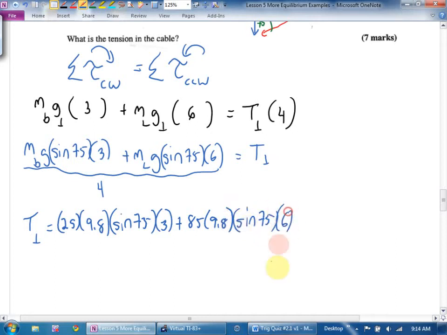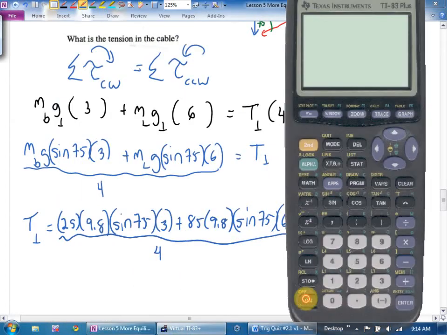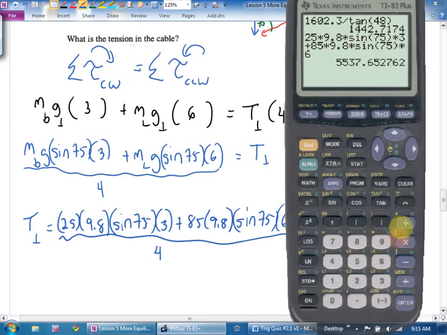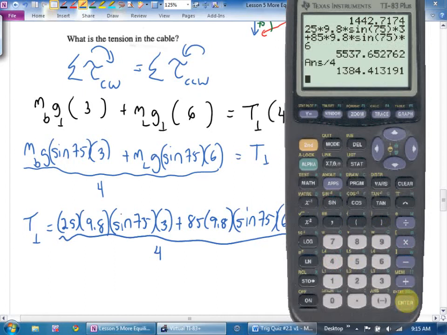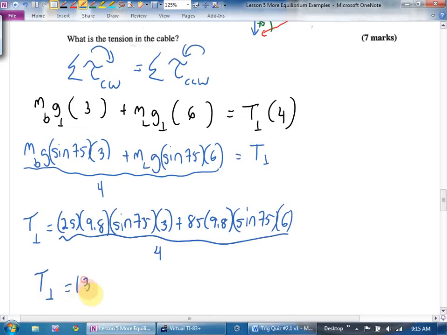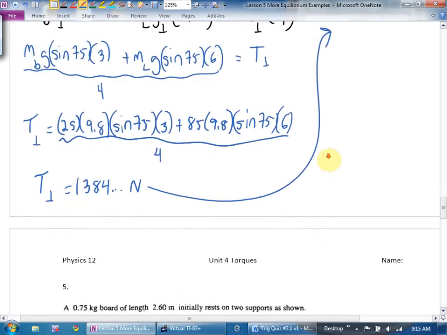All divided by 4. Once again, I'll type in the entire top line probably and just press enter and then divide by 4. 25 times 9.8 times sine 75, close bracket, times 3 plus 85 times 9.8 times sine 75, close bracket, times 6. All divided by 4. You get 1384.413, blah, blah, blah. Okay. So tension perpendicular is 1384 newtons. And I have room over here, and I'm running out of room at the bottom, so I'll move over. I want to find tension.